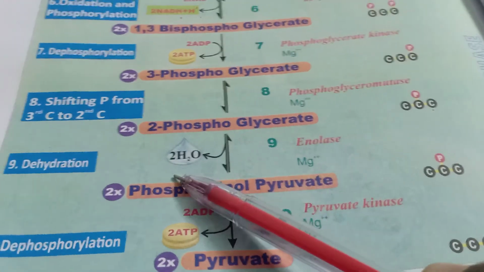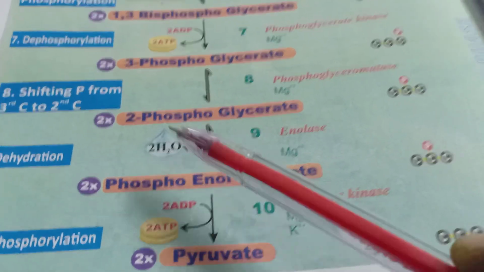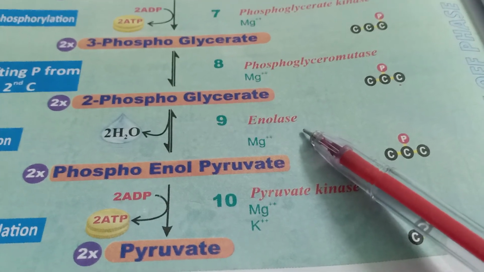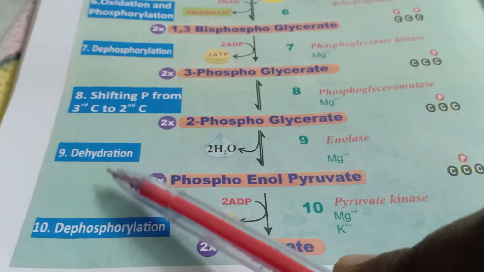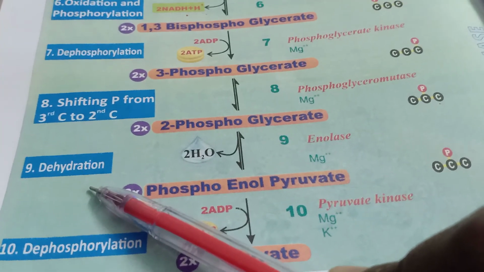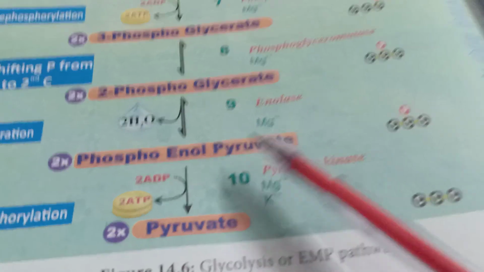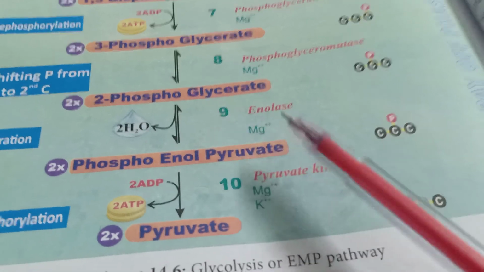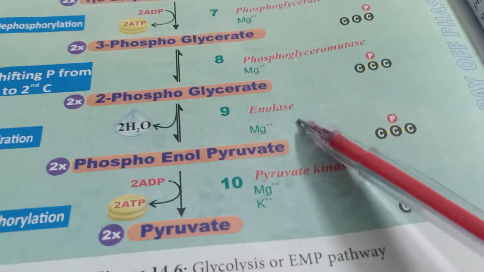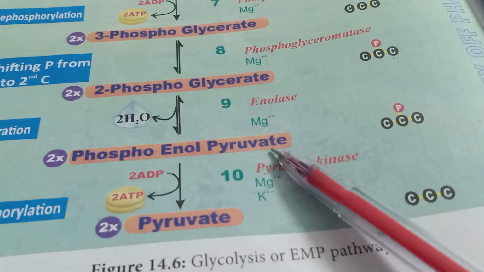The next step: from 2-phosphoglycerate, a molecule of water is removed. You can see that water is removed with the arrow. H2O, water, is removed. This takes place in the presence of the enzyme called enolase. Enolase is the enzyme which removes the water. Therefore, this step is called dehydration, that is, removal of water. When a molecule of water is removed, we get a compound called phosphoenol pyruvate. What is the name of the compound? Phosphoenol pyruvate. So this is the last compound. Enolase removes a molecule of water and converts 2-phosphoglycerate to phosphoenol pyruvate.